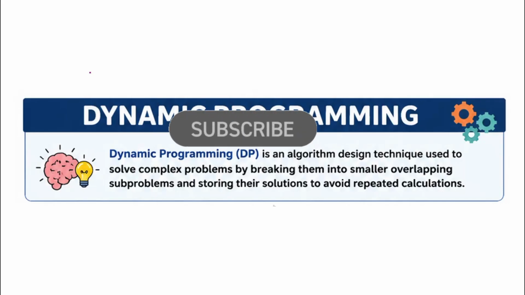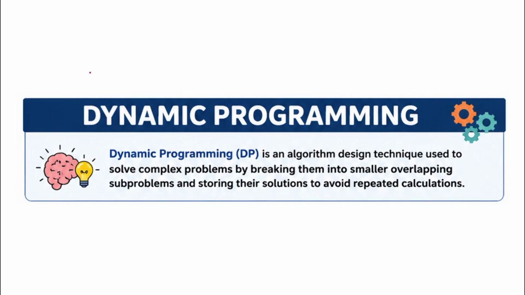Hi everyone. Today's topic is dynamic programming. We already discussed two design techniques, divide and conquer and the greedy method, and some problems that use those methods. Dynamic programming is an algorithm design technique used to solve complex problems by breaking them into smaller overlapping subproblems and storing their solutions to avoid repeated calculation.